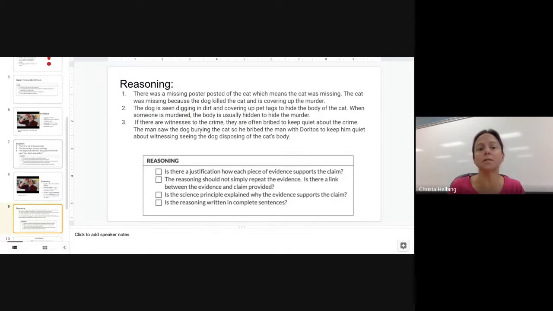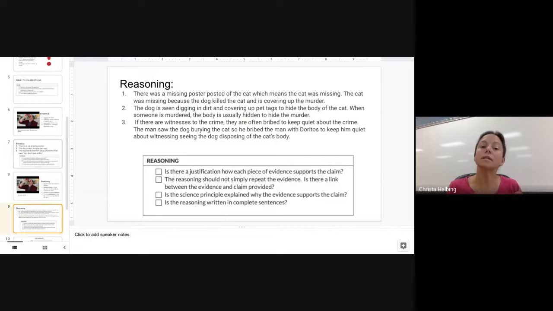The second piece, the dog is seen covering up those dog tags. When someone is murdered, the body is usually hidden to hide the murder. And so we see the dog trying to hide the murder. And then the third piece, that piece about the dog giving the Doritos to the man. So if someone is murdered and someone witnesses this murder, then they're going to try and bribe that person from talking. And so the man saw the dog tags. So the man's being bribed by the dog.